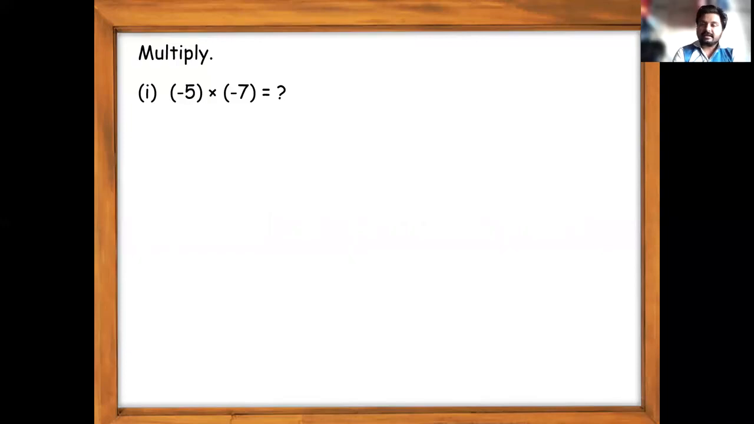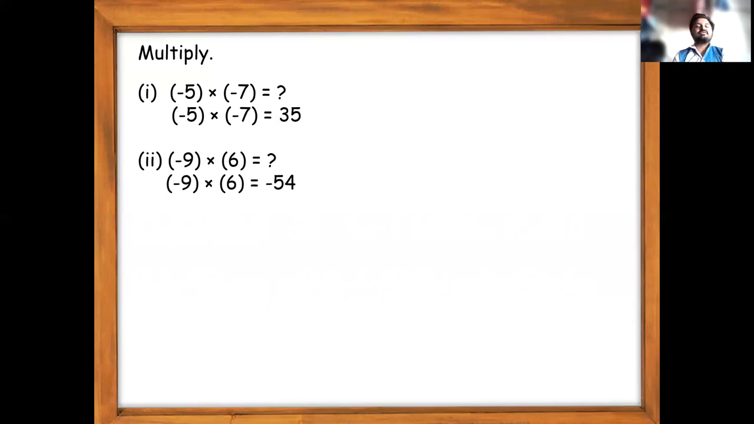Excellent. The sign of the final answer would be positive, as a negative number multiplied by a negative number would give you a positive number. And 35 is the correct answer, what you said. Now solve this sum and tell me what would be the sign of the final answer? Yes, absolutely. Minus 54. As one number is negative and one number is positive, and when we multiply a negative with a positive number, we get a negative number. And 9 sixes are 54.